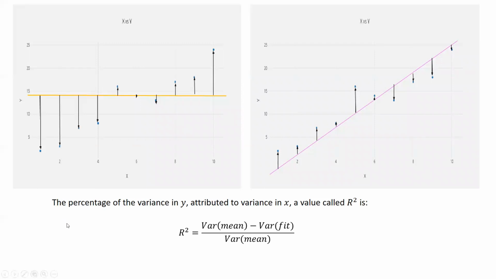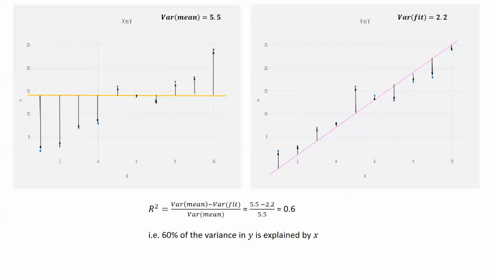So all we do is this. And this R squared is just called R squared. And all it is, is the variance in the mean minus the variance of fit, over the variance in the mean. So we're normalizing by the variance in the mean. And this gives us a percentage. So we have a worked example here.